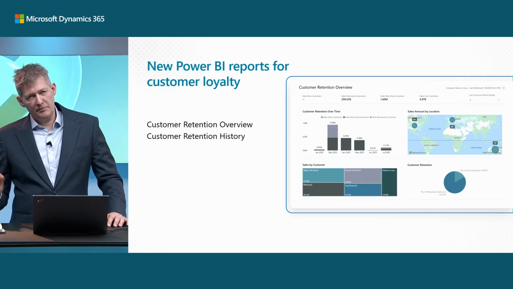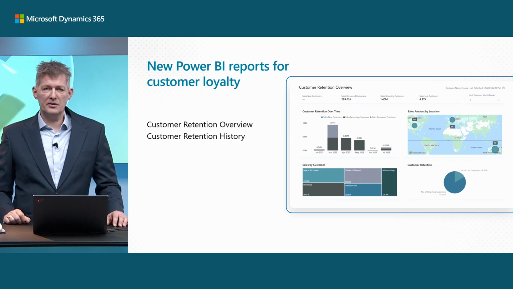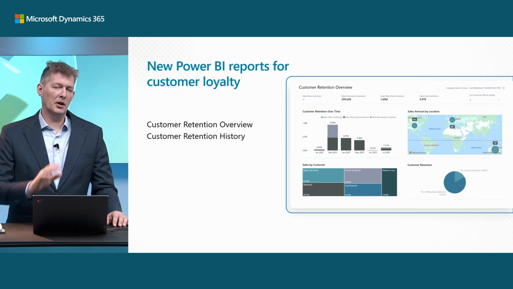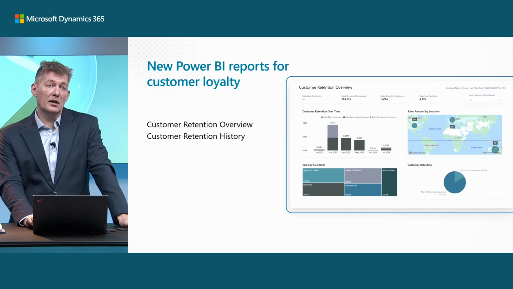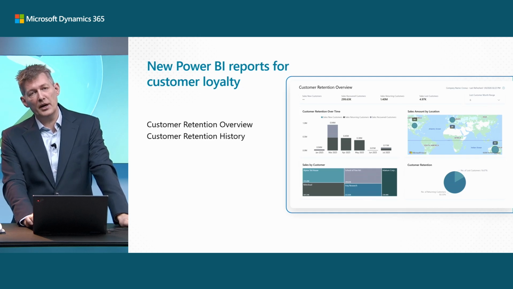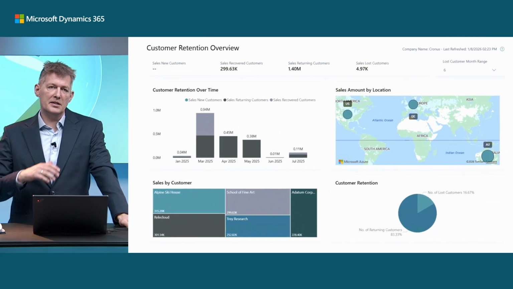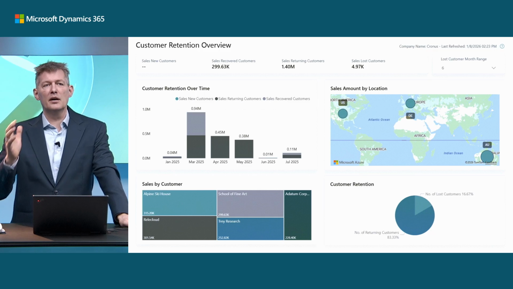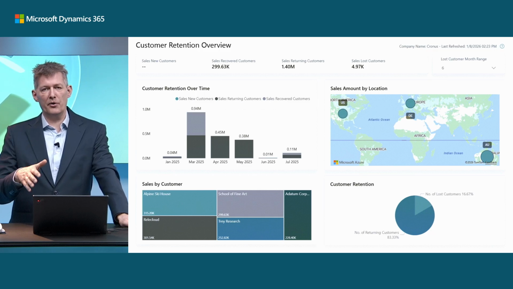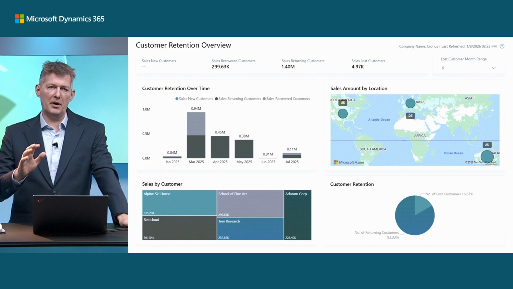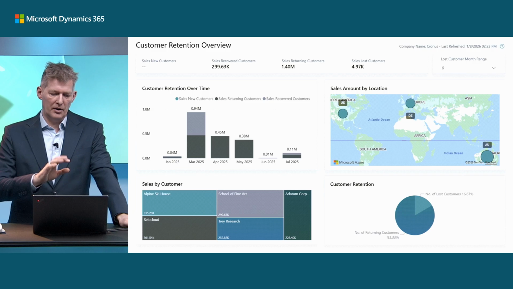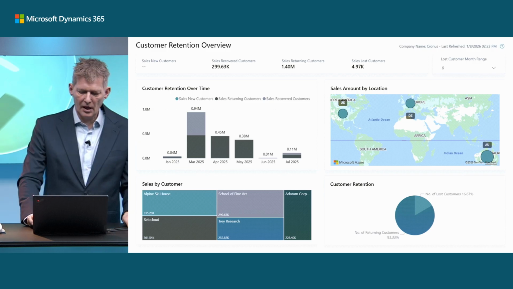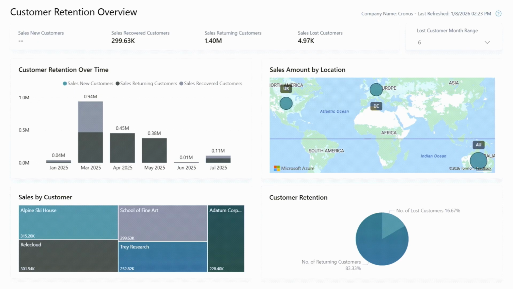In the Power BI app for sales, I promised last semester that we were done, and we couldn't help it. We just had one more thing that we wanted to add, which is customer retention, overview, and history. 2 new reports that simply allow you to see whether your customers are recurring, whether they are churning, and whether they're going back to you, either by geography, by customer, and kind of see that picture of your business as well.